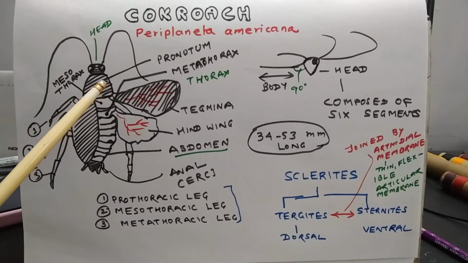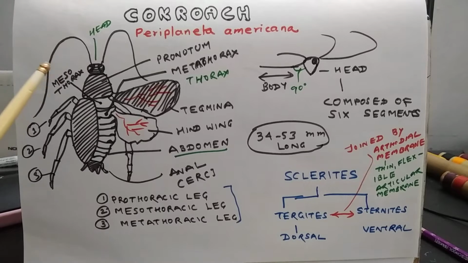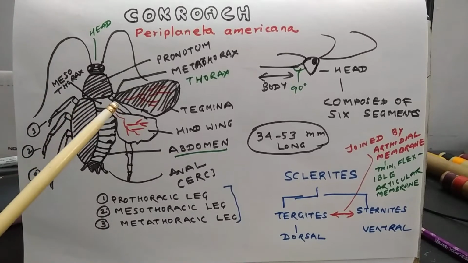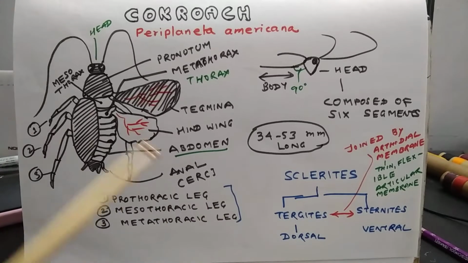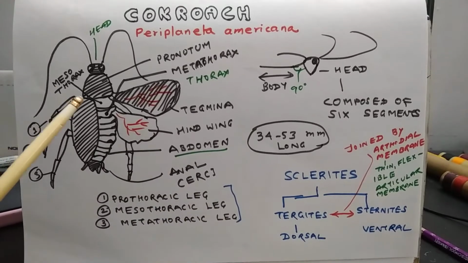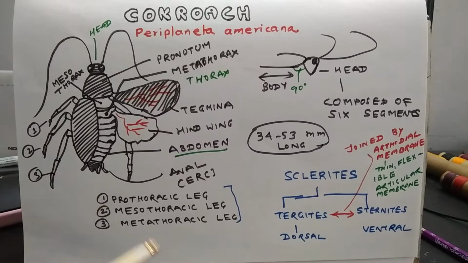The thorax can be divided into 3 segments: prothorax, mesothorax and metathorax. And from each segment of thorax, a pair of legs come out, and accordingly they have been named. So those which come out from the prothorax are called prothoracic legs. Similarly, there are mesothoracic legs and metathoracic legs.